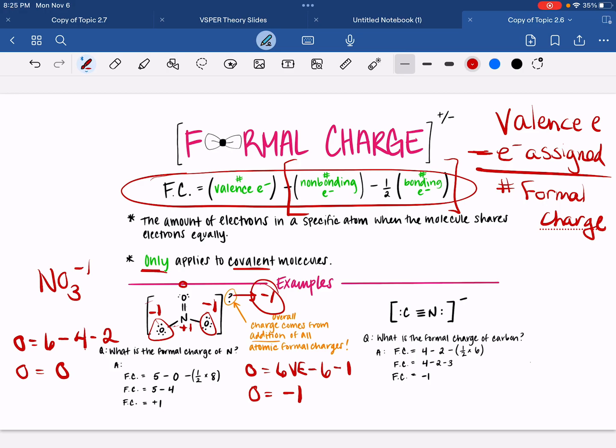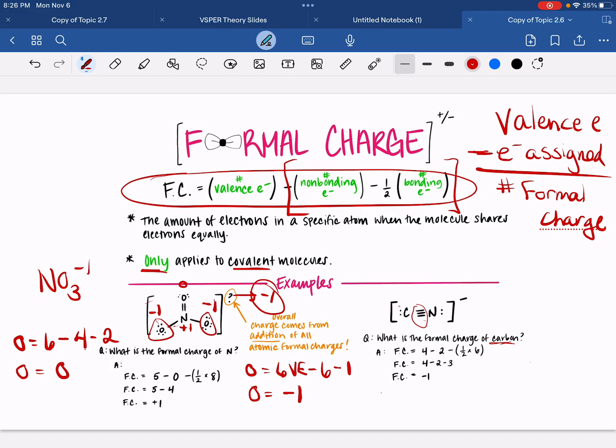All right, let's look over here at the other one. This is the cyanide ion. What is the formal charge of the carbon? We look at the carbon here. It has 4 valence electrons, minus 2 lone pair, minus half of the bonding electrons, and it's a triple bond. So we count half of 6, which is 3, and it has a formal charge of -1.